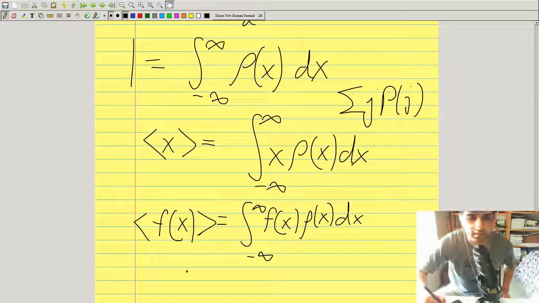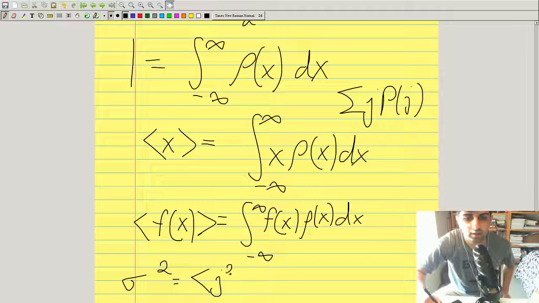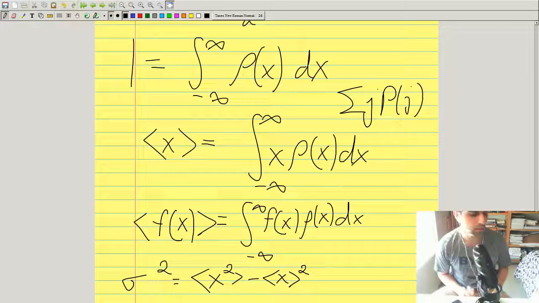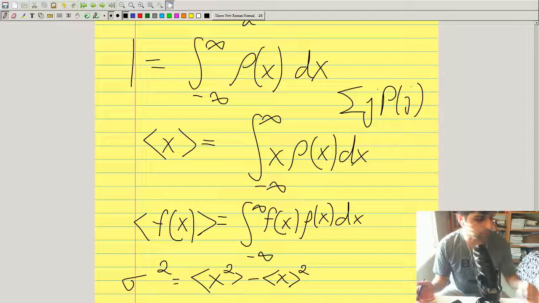If I wanted the standard deviation, remember the standard deviation before in discrete variables was these, no, that was the variance, sorry. So I'm writing down the variance. The variance is the average of j squared minus the average of j, squared. To put it in continuous terms, our variable of interest is x, so all we have to do is replace j with x. And to get the standard deviation, you just take the square root of your result.